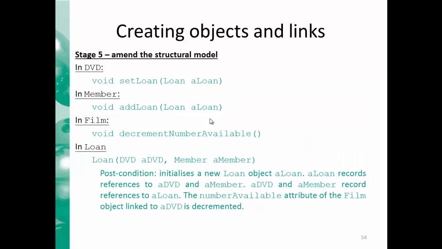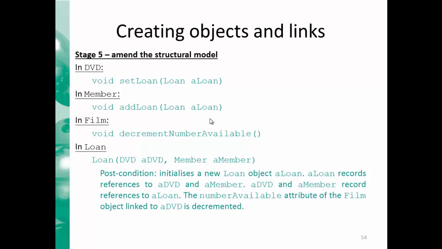Again, after we complete the dynamic system design, new protocols and new links are introduced and built, and we need to amend the structure model for the DVD library system by adding the new protocols and the new links. In here we have a DVD class having a new protocol called setLoan that takes loan as a parameter. Member class has addLoan that takes loan as a parameter. The film class is also having a new protocol called decrement number available.